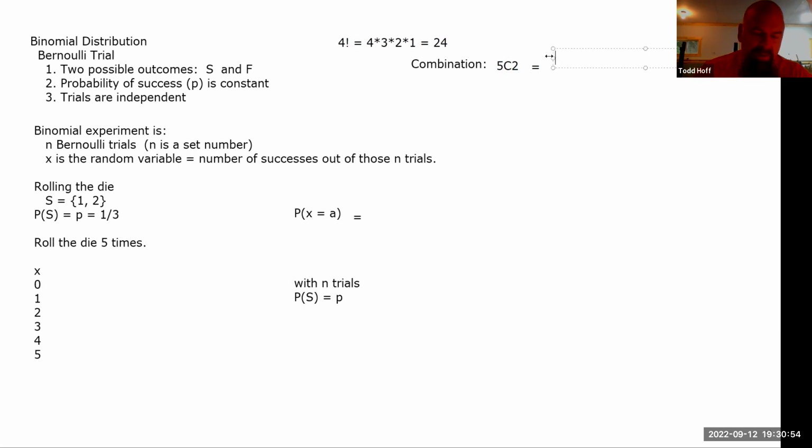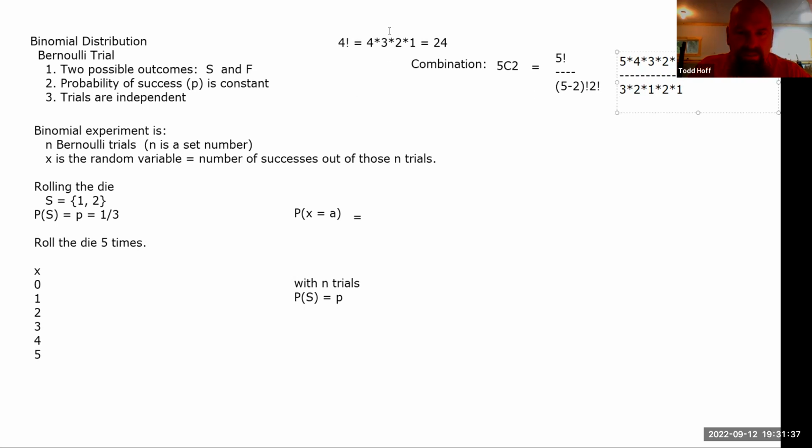Well, I start out with my 5 factorial divided by my 5 minus 2 factorial, and also divided by the 2 factorial. So looking at this, 5 factorial is 5 times 4 times 3 times 2 times 1. 5 minus 2 is 3 factorial, so it'll be 3 times 2 times 1. Times 2 factorial will be 2 times 1.